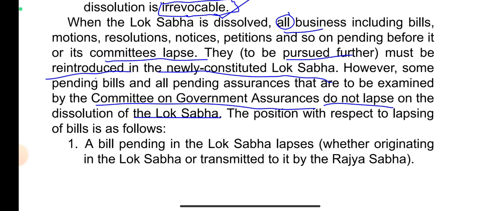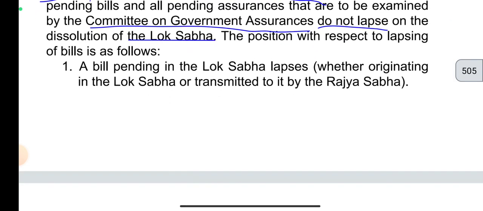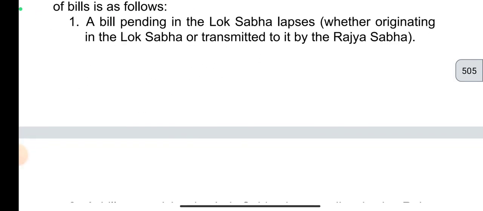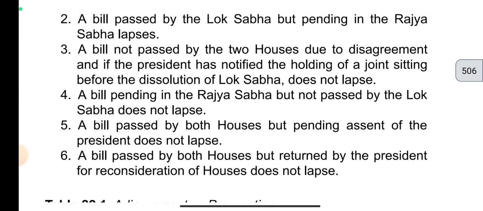The position with respect to lapsing of bills is as follows: a bill pending in the Lok Sabha lapses, whether originating in the Lok Sabha or transmitted to it by the Rajya Sabha. A bill passed by the Lok Sabha but pending in the Rajya Sabha lapses. A bill not passed by the two houses due to disagreement, if the president has notified the holding of a joint sitting before the dissolution of Lok Sabha, does not lapse.